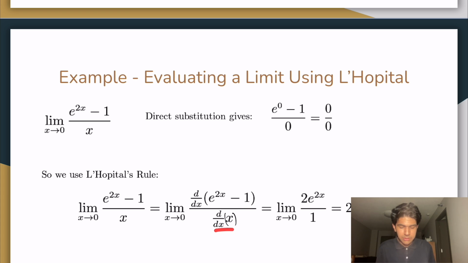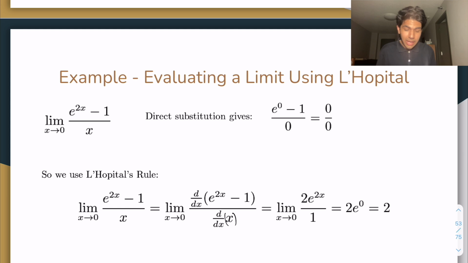And the derivative of x in the denominator is simply just 1. We have this new limit, which equals this limit by L'Hopital's rule. Now we can use direct substitution to get 2e to the 0, which is equal to 2. Therefore, this limit we started with is equal to 2. How cool is that? Such a simple rule, but it's so powerful.